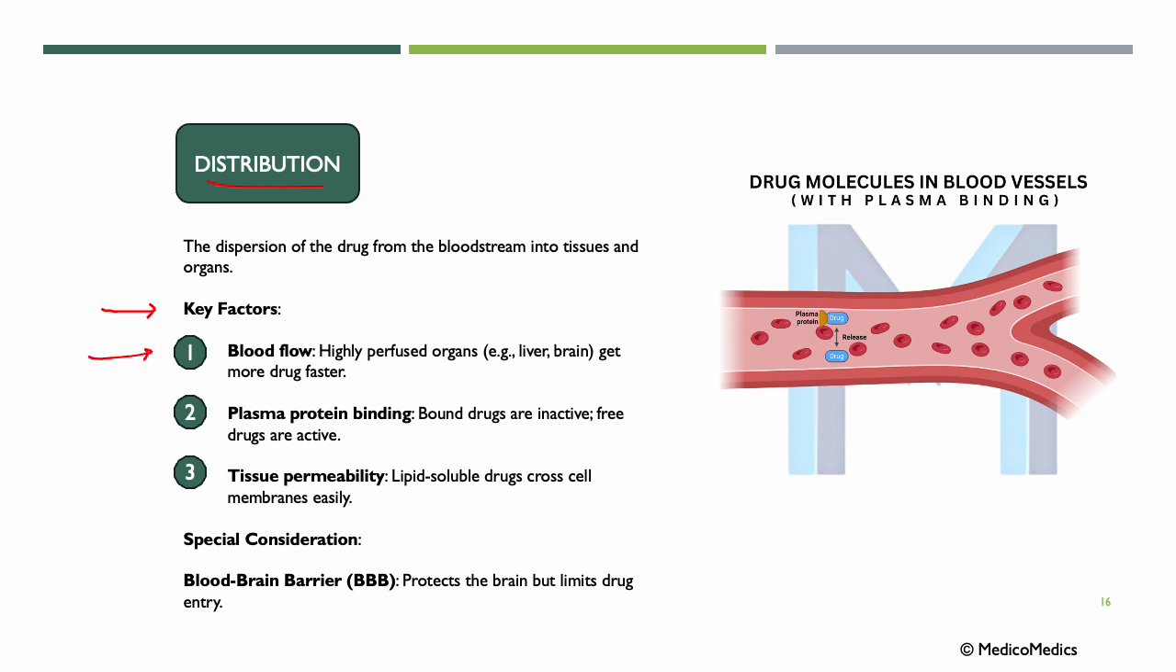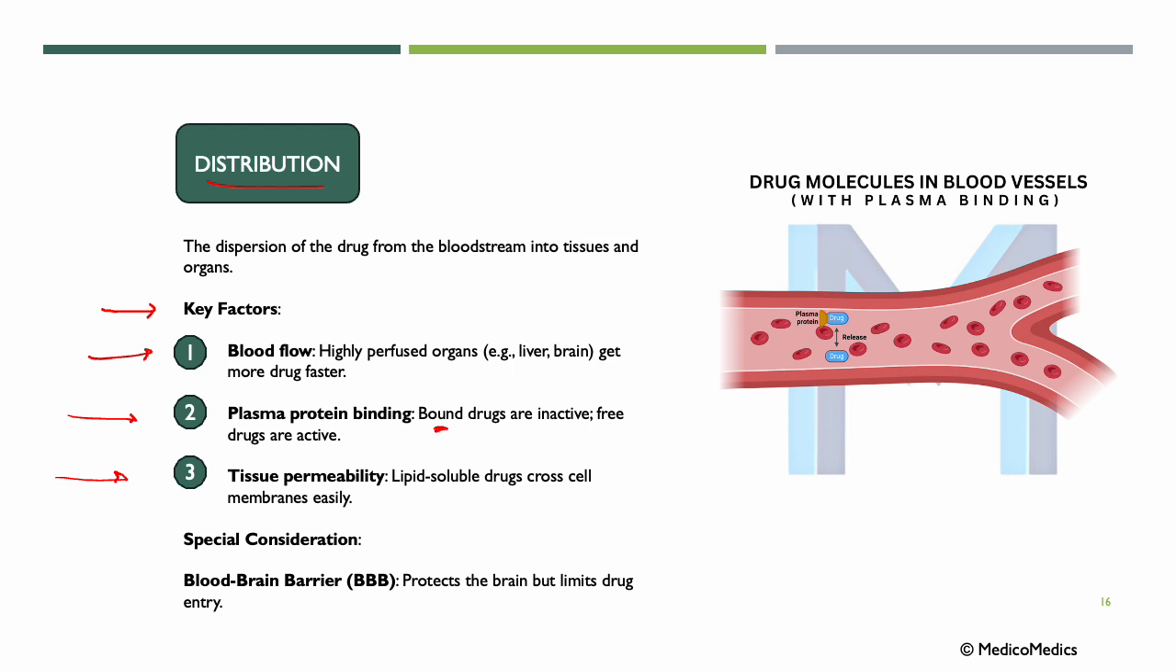First one is blood flow. So, organs with high perfusion, like the liver and the brain, receive more drug more quickly. And the reason for that is because they have a rich vascular supply that delivers large volumes of blood per minute. Second one is plasma protein binding. So only the free, unbound drug can leave the bloodstream and exert an effect. Drugs that are bound to proteins like albumin, for example, will remain inactive.